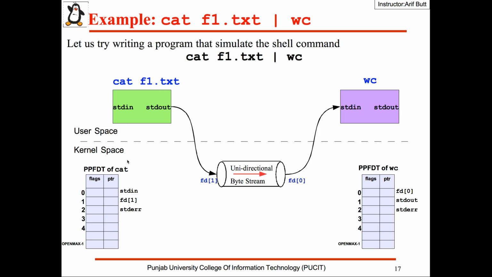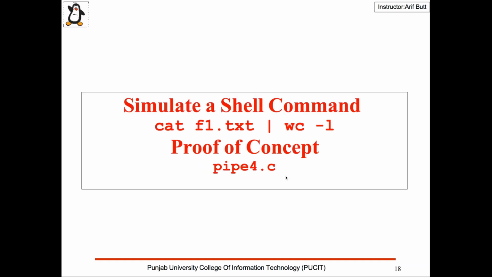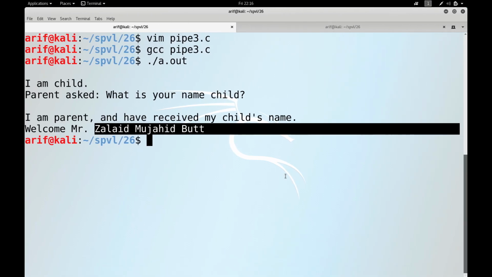So whenever cat sends its output to stdout, that is descriptor 1, the output will be sent to the write end of the pipe, that is fd[1]. And whenever this program, that is wc, tries to read from stdin, that is descriptor 0, it will instead read from fd[0], which is the read end of the pipe. That is great. Let us once again move on to the terminal and see the proof of this concept.